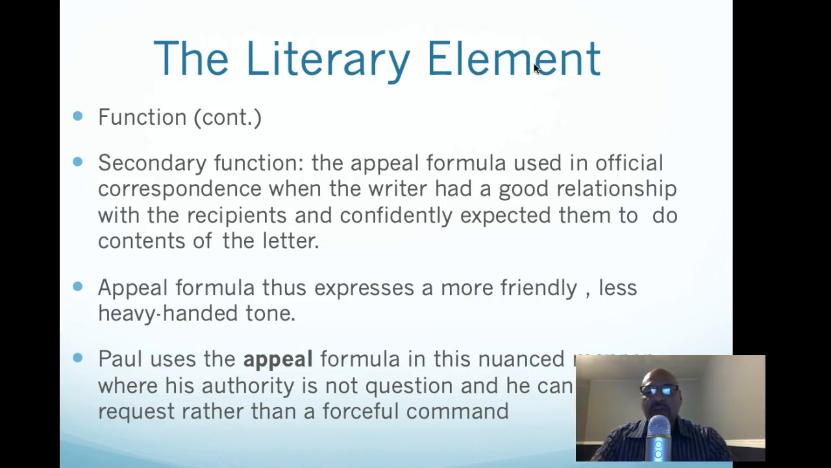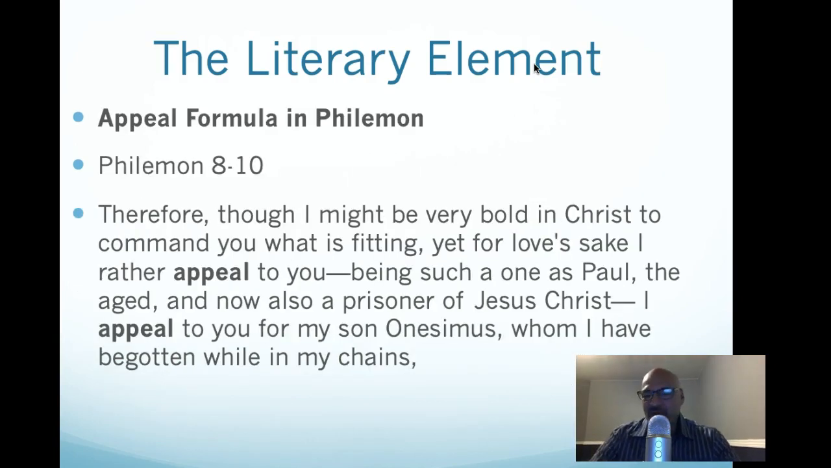Well, Paul has another appeal. Paul uses the appeal formula in a nuanced manner where his authority is not questioned and he can make a request rather than a forceful command. In other words, they know that Paul will not lead them astray, so Paul is going to make a request to them rather than a forceful command. And that's very important to identify. Is he requesting them, or is he making a forceful demand? That's the type of letter. You'll find that in the letters, and you have to be able to distinguish the two. Is he requesting it, or is he forcefully commanding us?